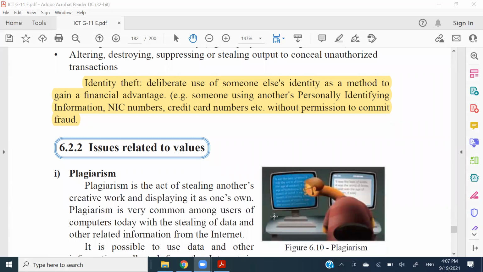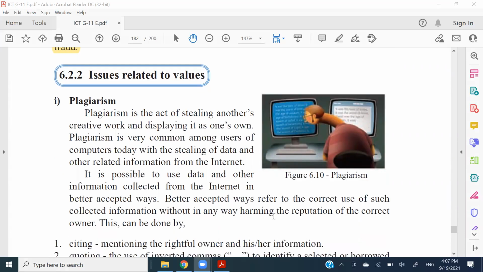Okay, so let's move to the issues related to the values. The first one is plagiarism, right? The plagiarism, as I described earlier, is an act of stealing another's creative work and displaying it as one's own, right? This is not an illegal type of thing, but it's an unethical thing, right?